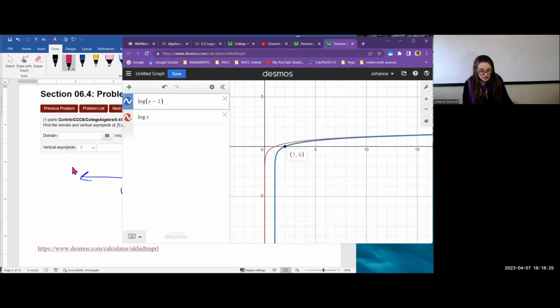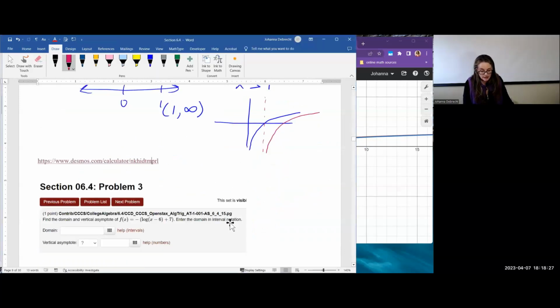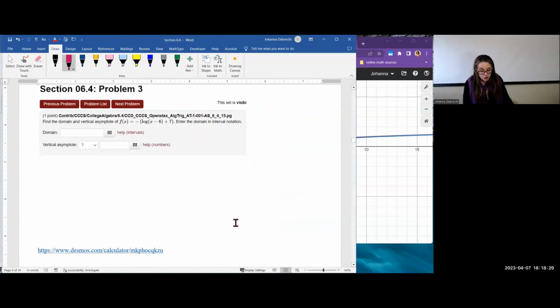Now let's take a look at the next problem. Find the domain and vertical asymptotes for this one. Now, this problem has a lot of changes. We have a negative on the outside, which represents a vertical reflection. We have a -6 inside the logarithm, that's a shift to the right, and a +7 outside the logarithm, that's a shift up. So let's go ahead and list all these changes that have happened here.